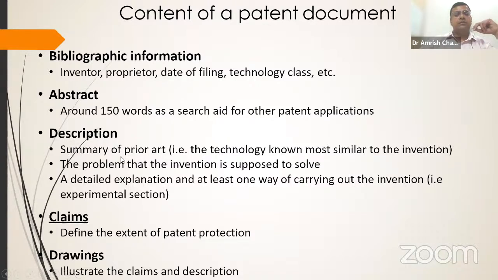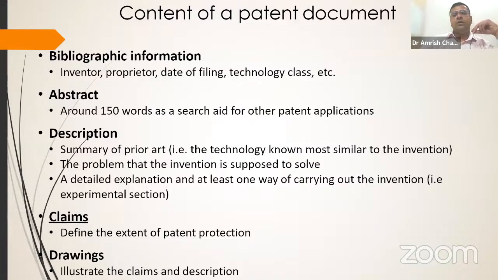Okay, so the description will have a summary of the prior art. That is, it will have the technology most similar to the invention. Okay, so there will be a section on prior art. That is also called the background of the invention, and you will say that, see, I made this particular formulation, and earlier people had made this but they had failed. This is there but it does not have this advantage. They have this but it tastes very bitter, and now I have made this particular formulation which is overcoming the previous problems reported in the prior art.